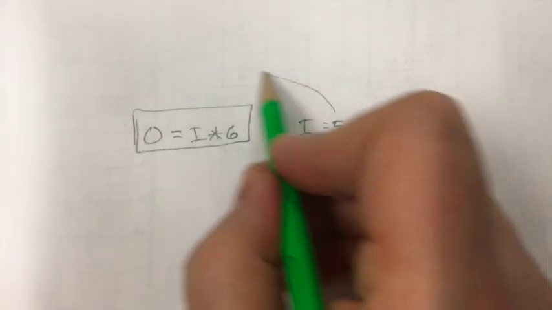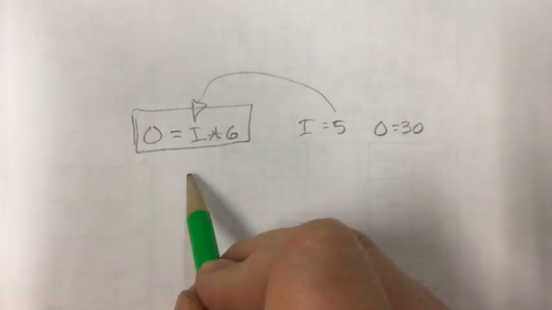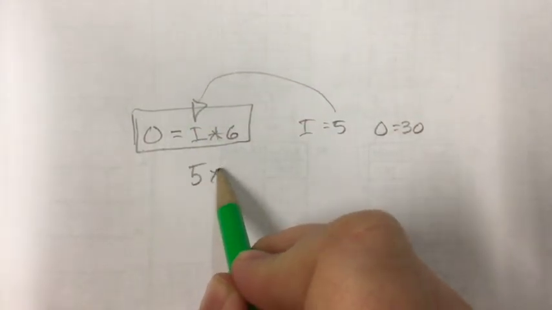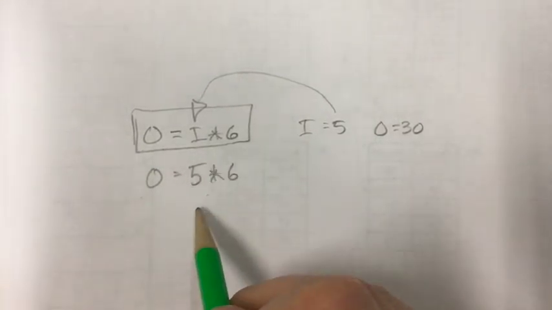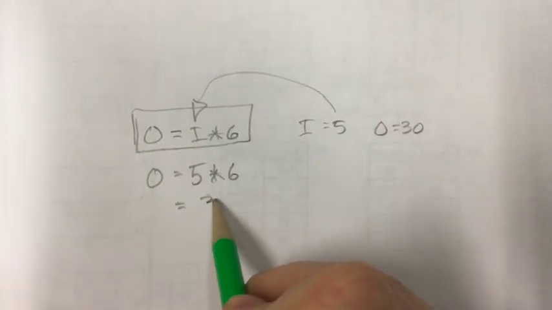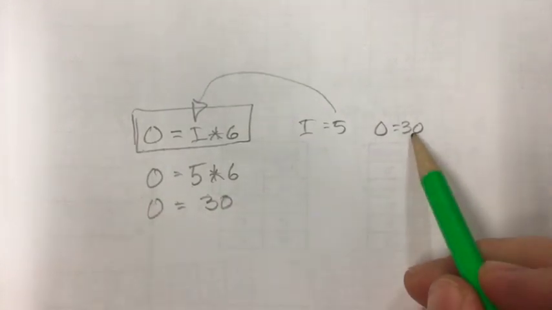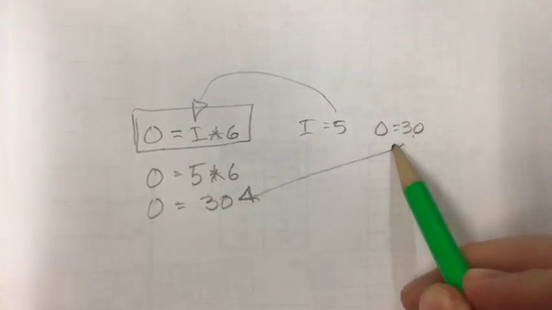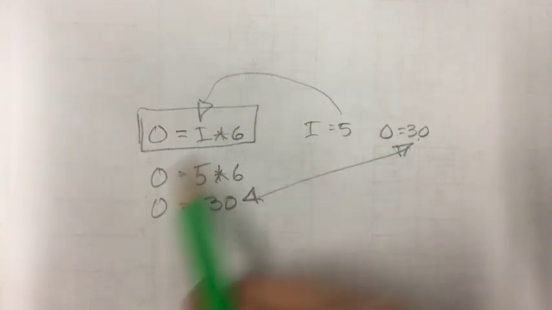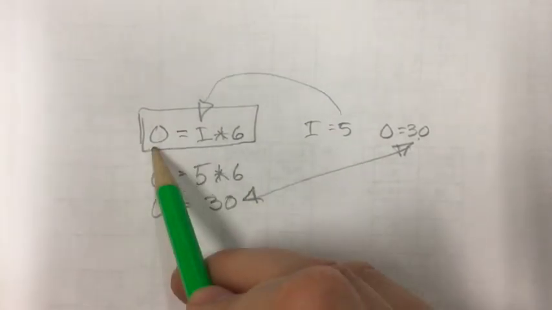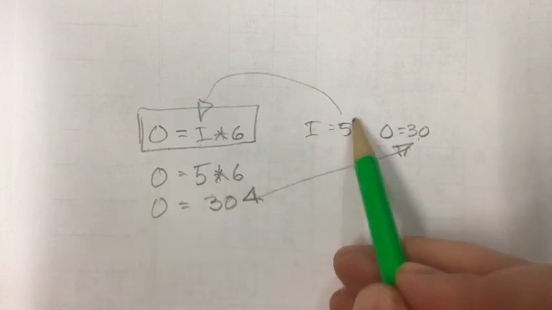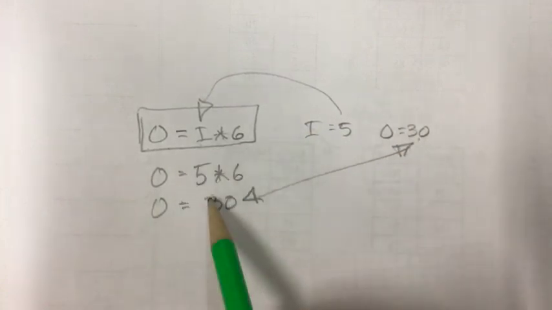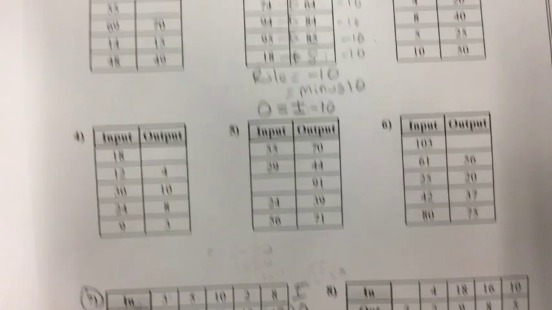So if I take this 5 and I put it in here for my input, just like that, so now I get 5 times 6. So my output is equal to 5 times 6. Well, 5 times 6, that is 30. Is my output equal to 30? What do you know? It is. So that's how we can use this rule of output equals input times 6 to test it. Does it work for one of these cases? Yes, it does.